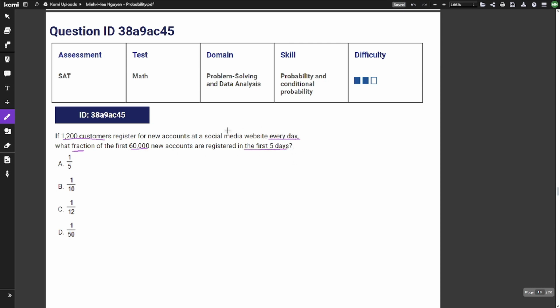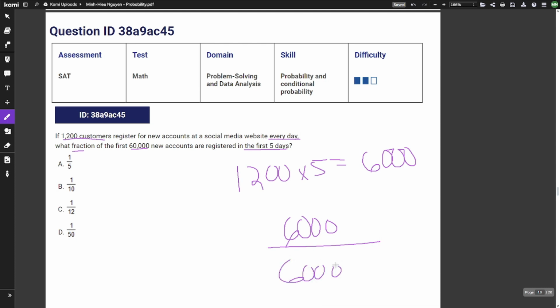So let's find how many accounts were registered in the first 5 days. All we have to do is 1,200 times 5, that's just going to be 6,000. And then we want the fraction of that out of 60,000, so that's just 6,000 over 60,000, which is going to simplify down to 1 over 10. And our answer is B.